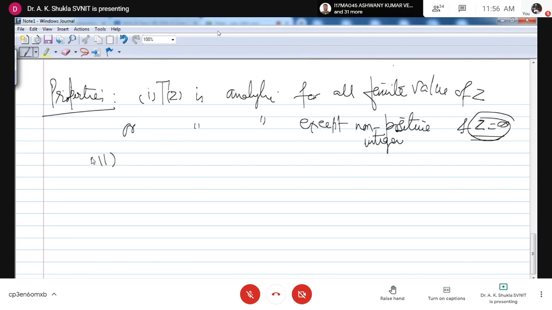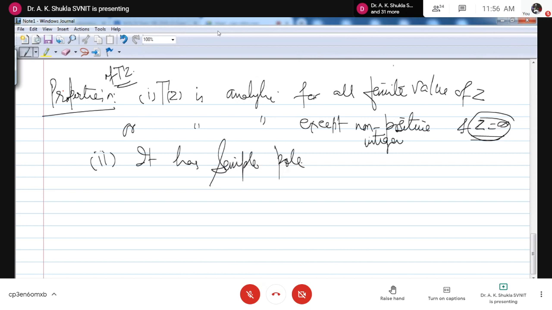And the second one is, it has a simple pole at z, that is, at non-positive integers.